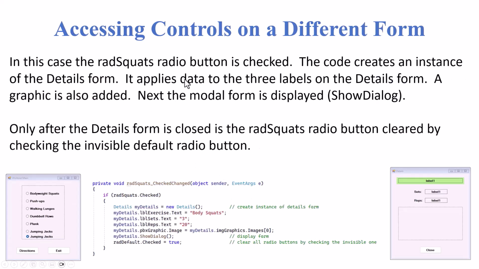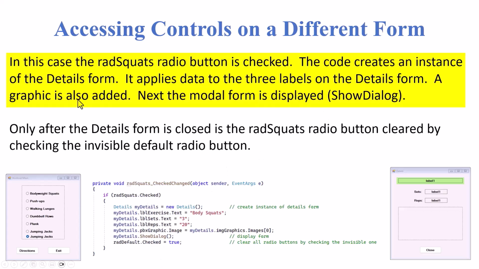When we want to access control, in the case of the radio squats button, that's this one right here, body weight squats, we have a radio button called radio squats. The radio button is checked. So right now we're showing the default being checked, but if a person clicked on here, this would execute. The change event would execute and cause this all to happen.